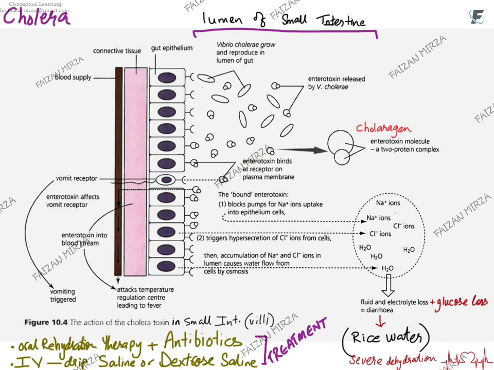So yes, the person who is suffering from cholera must undergo treatment with antibiotics and this IV drip of saline. Saline is a salt solution which the drip is made of. Dextrose saline is when the drip has sodium chloride together with glucose.